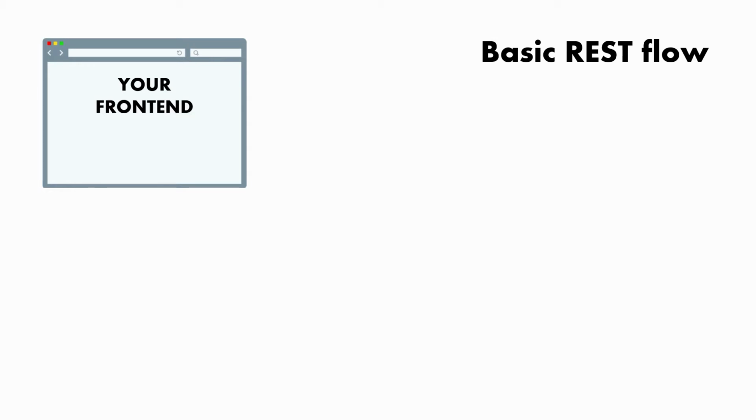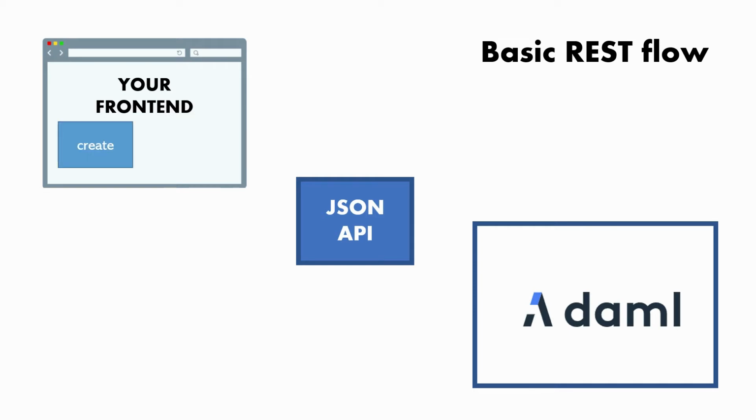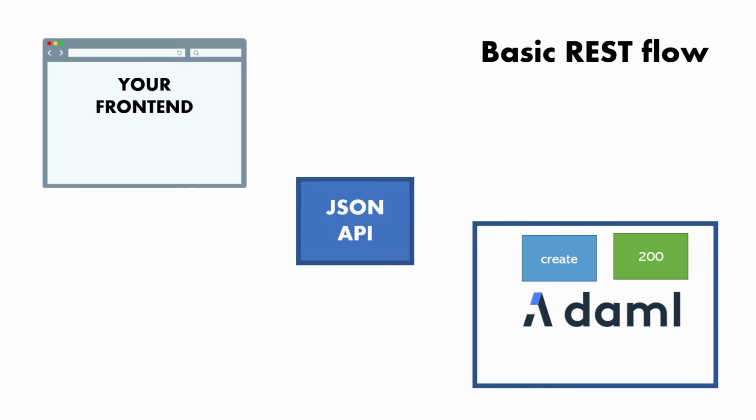Now, let's look at a basic REST flow. You've got a front end, you've got Daml, and you've got the API in the middle. So what will happen essentially at a high level is that you'll be issuing a create command from your front end that will go through the JSON API. If everything goes well, the back end will send back a 200 just to tell you that everything went smoothly. Now, let's double click and go deeper into that.